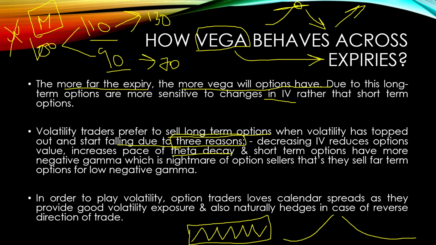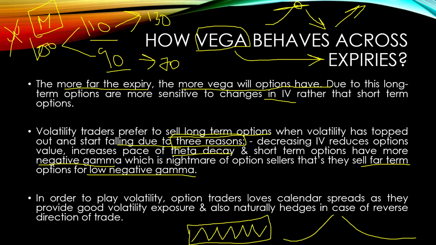The third reason: short-term options have much more negative gamma. As discussed in our gamma class, negative gamma is a nightmare for option sellers. So generally we want to sell options and get the benefit of theta, gamma and decreasing IV, so they like to stick to short-term options because they have low negative gamma. If you are getting confused about how it is related to theta and gamma, then I strongly recommend you watch our previous video. It will help you learn much better.